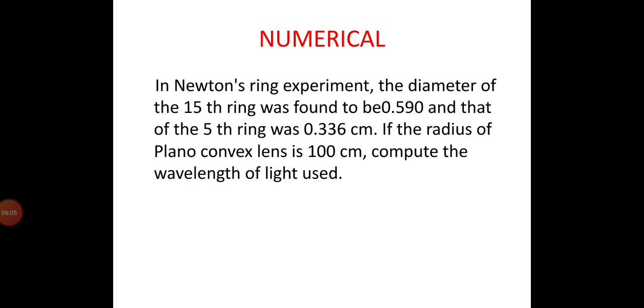The next is the numerical. In Newton ring experiment, the diameter of the 15th ring was found to be 0.590 centimeter and that of the 5th ring was 0.336 centimeter. If the radius of curvature of the plano-convex lens, that is capital R, is given to you as 100 centimeter, then compute the wavelength of light used. You use the appropriate formula and you can find out the lambda, right?